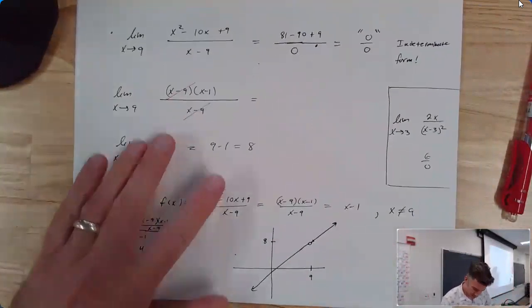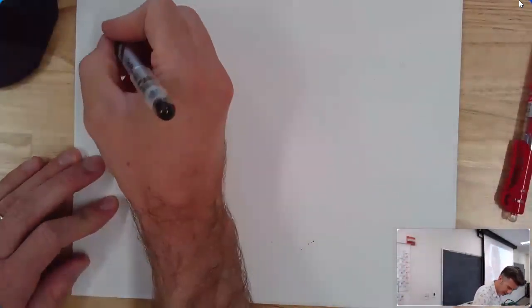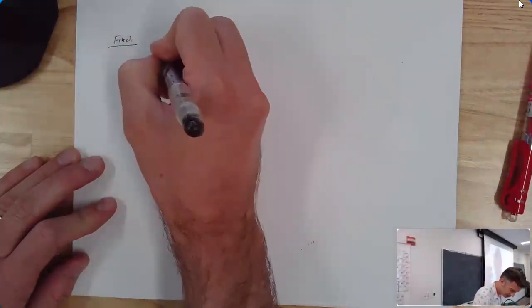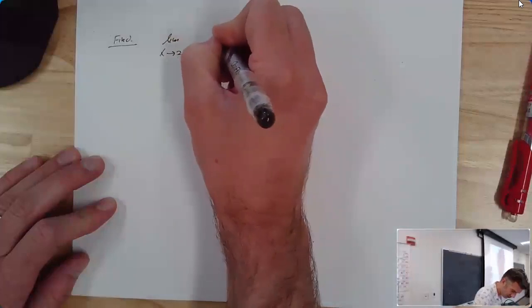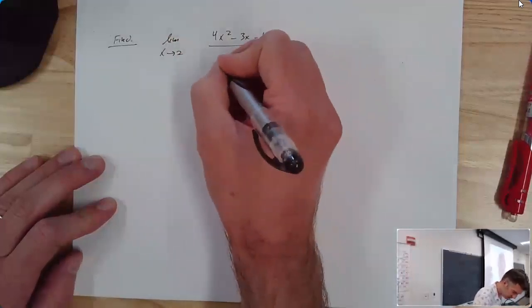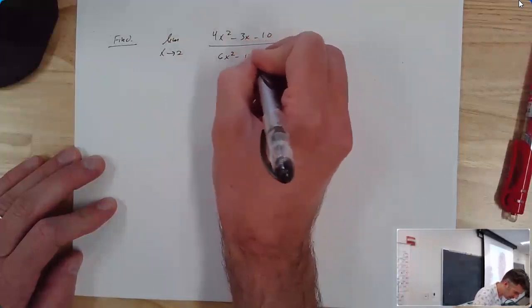Let's look at another example. So let's say we want to find the limit as x approaches 2 of (4x squared minus 3x minus 10) over (6x squared minus 12x).